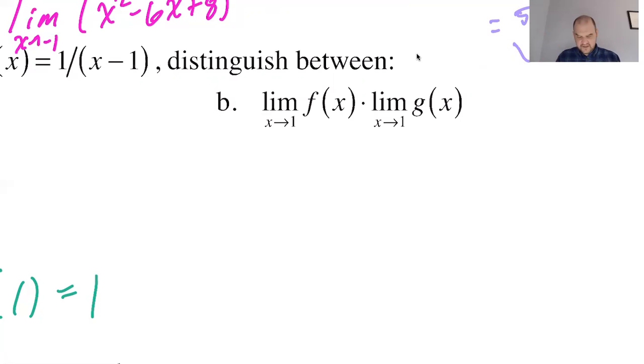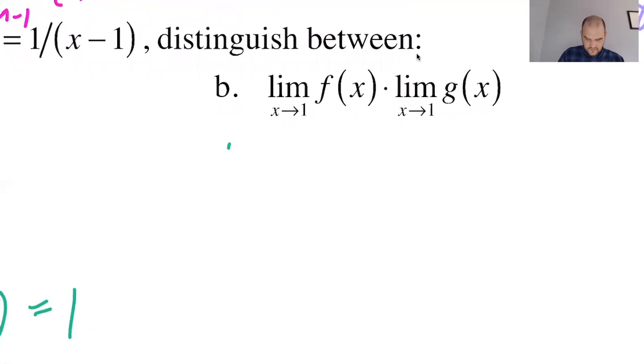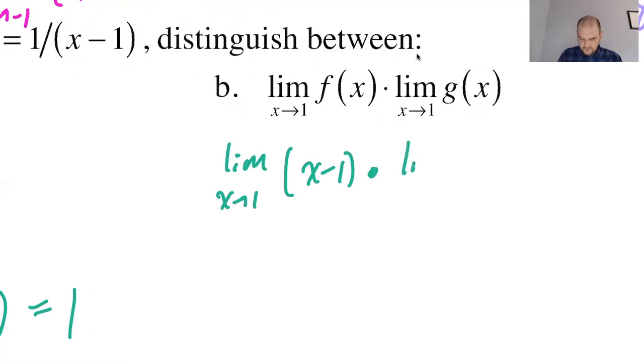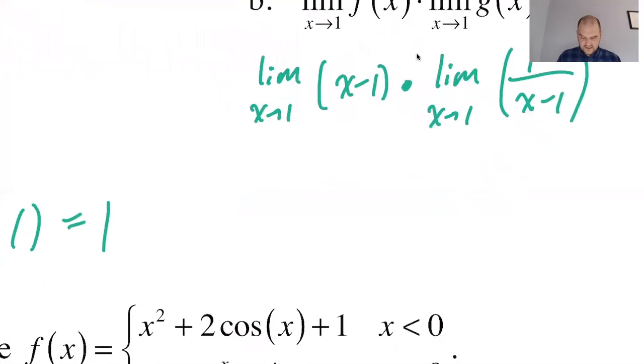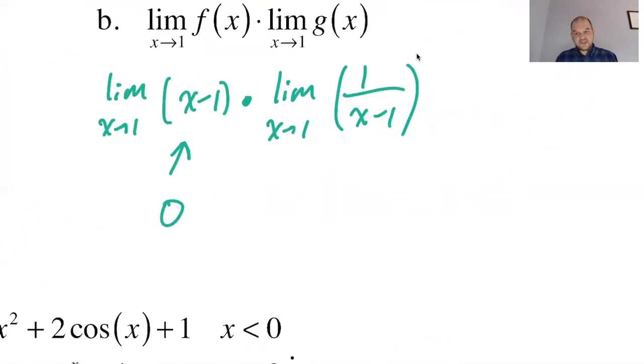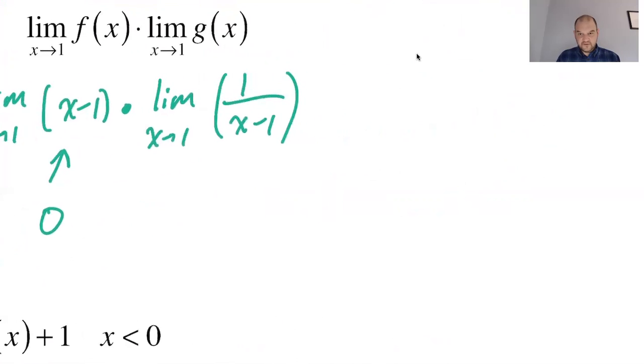The issue is this will be the limit as x approaches 1 of f of x, which is x minus 1. That's not a problem, that's just 0. Times the limit as x approaches 1 of 1 over x minus 1. That's actually a big problem. So this is 0, but this limit requires more thoughtfulness.